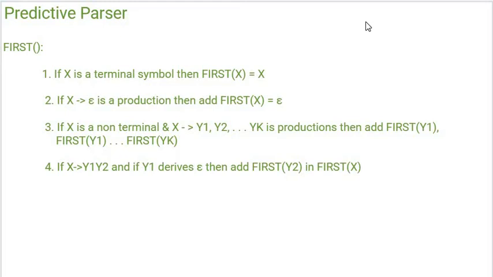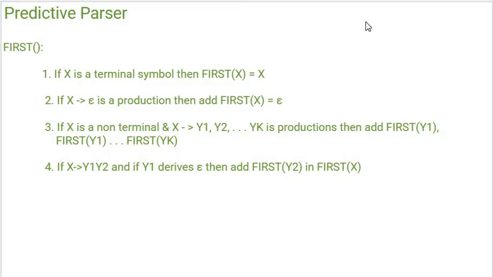Suppose when we are computing first of y1, and if first of y1 contains epsilon in it, then we have to also include first of y2 in first of x. Look at this point once again.